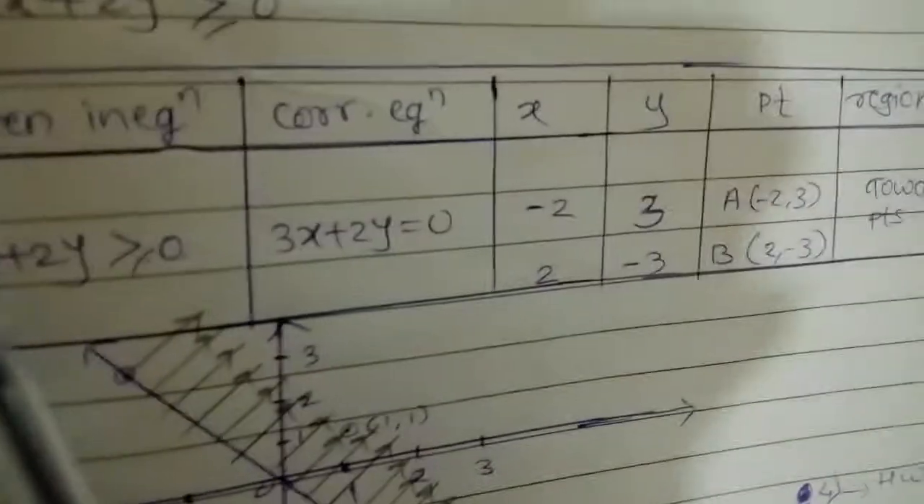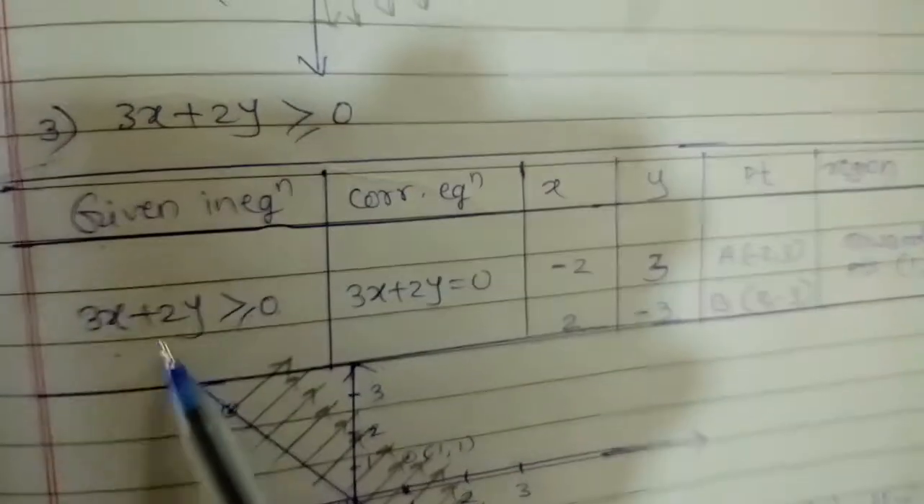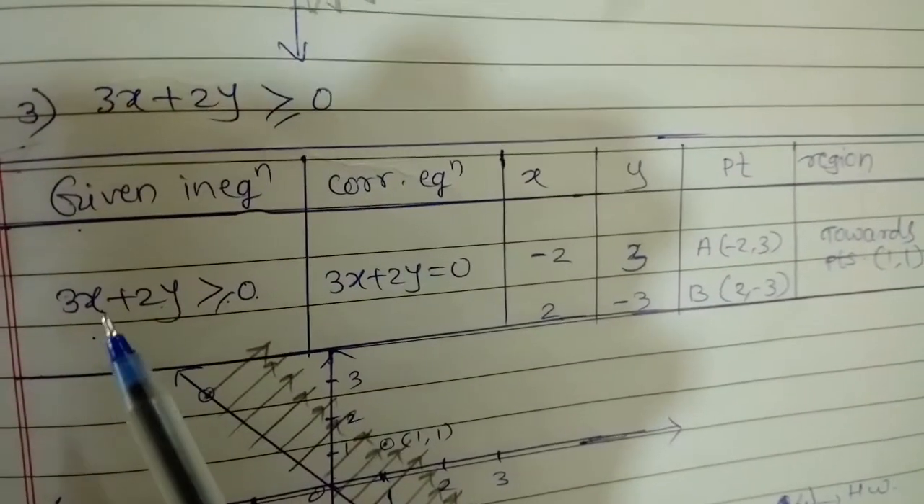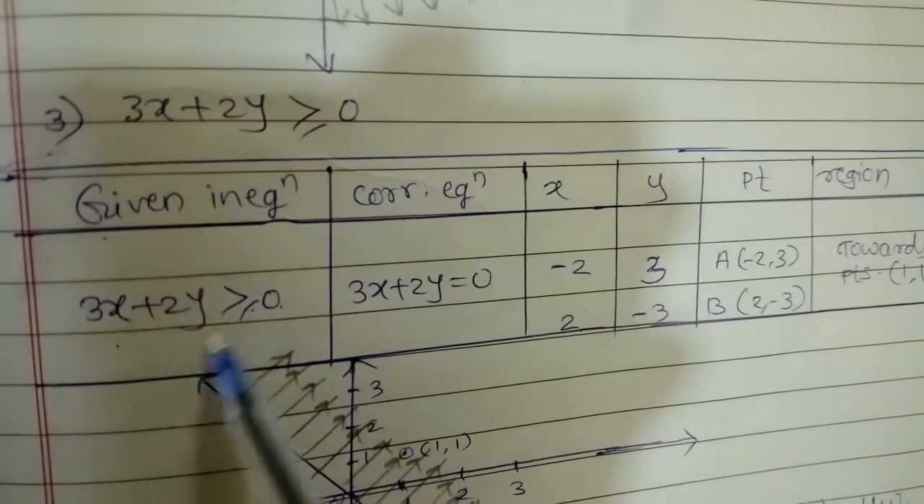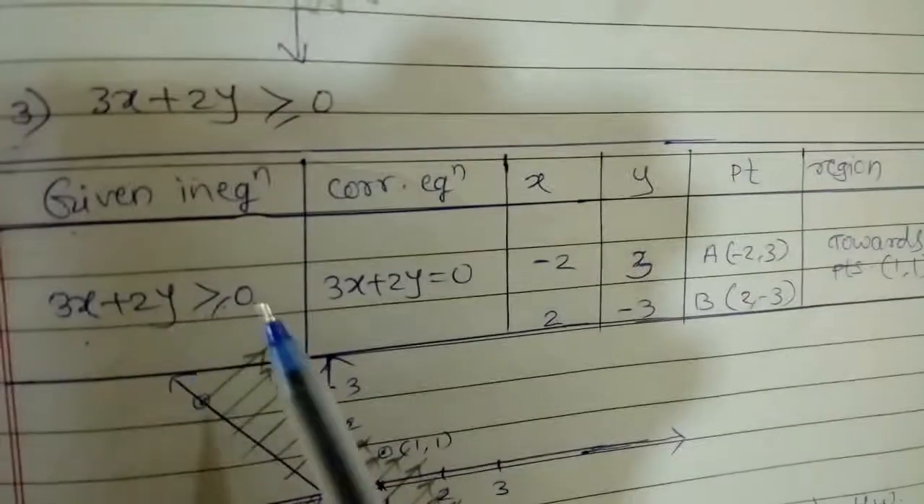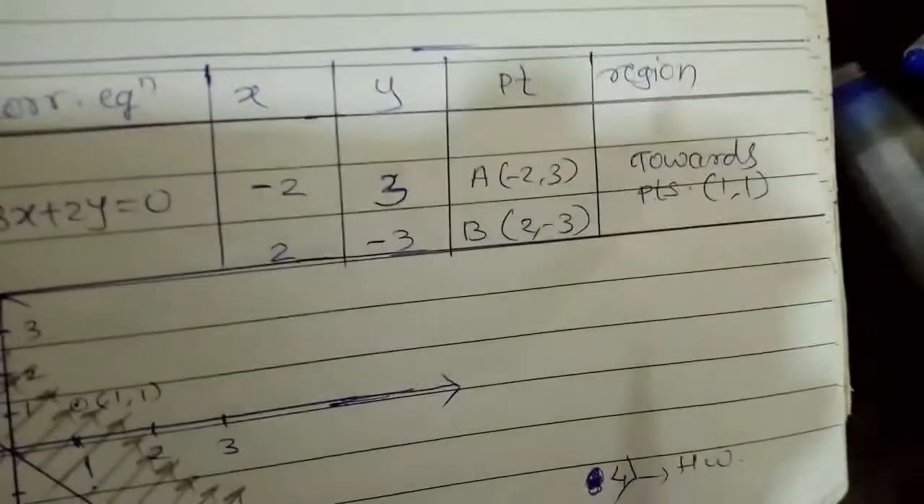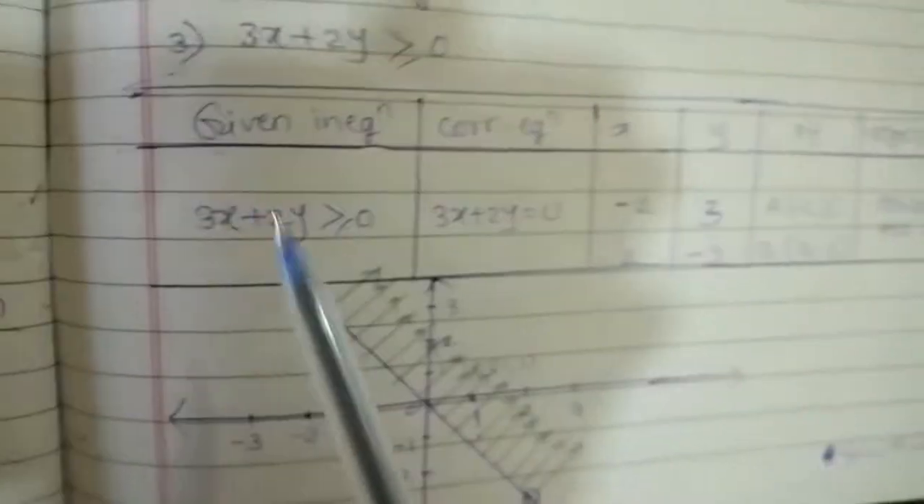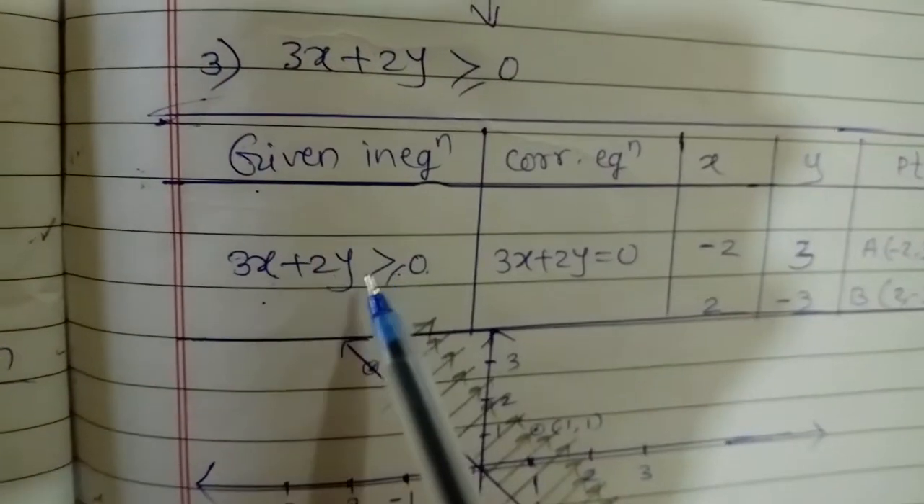Now how to solve this one? In the previous two examples we put the coordinates of the origin here, but in this example you can take any point other than the origin. So I take the point 1 1. 1 1 means we have to put x is equal to 1 and y is equal to 1.